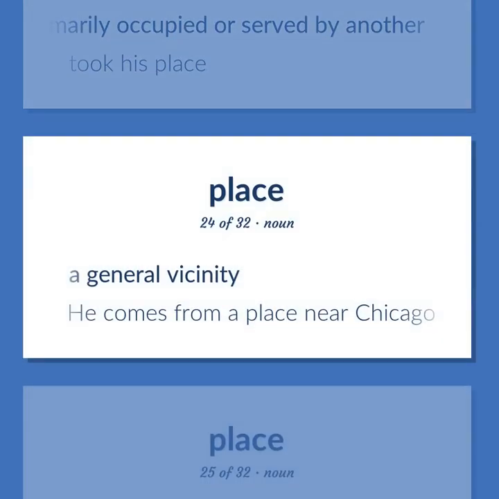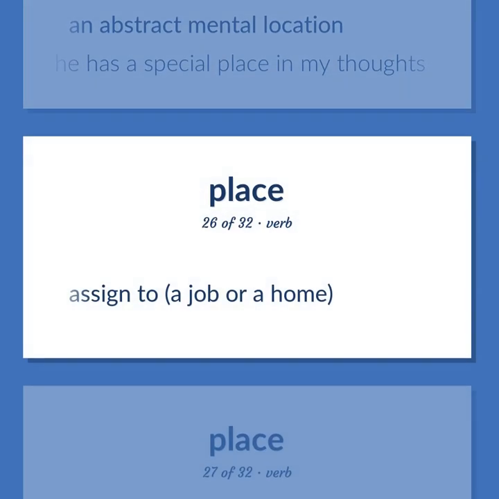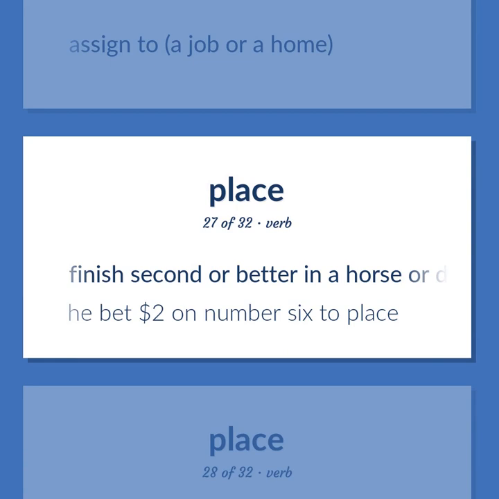A general vicinity. He comes from a place near Chicago. An abstract mental location. He has a special place in my thoughts. Assigned to, a job or a home. Finish second or better in a horse or dog race. He bet $2 on number 6 to place.